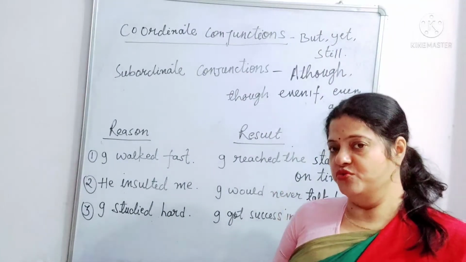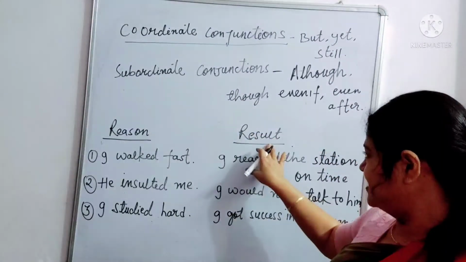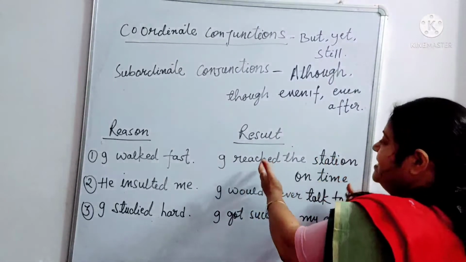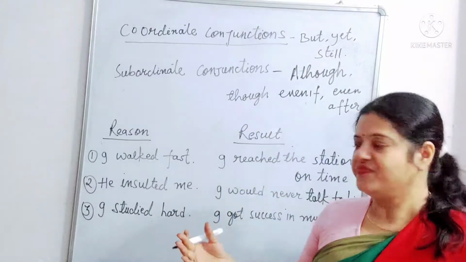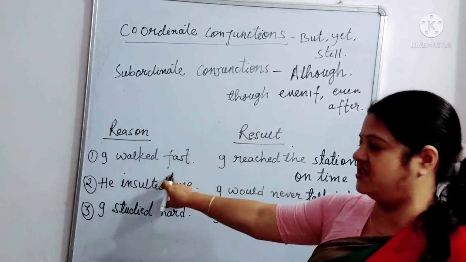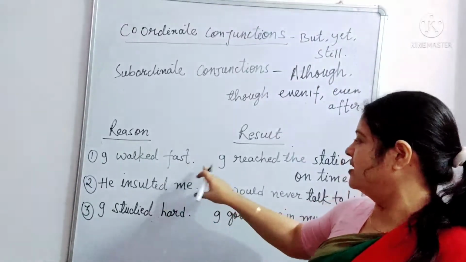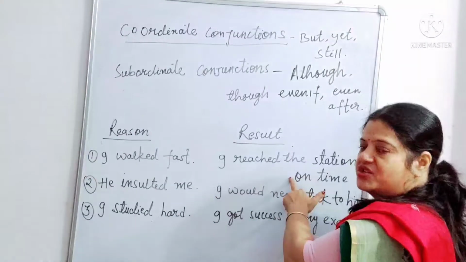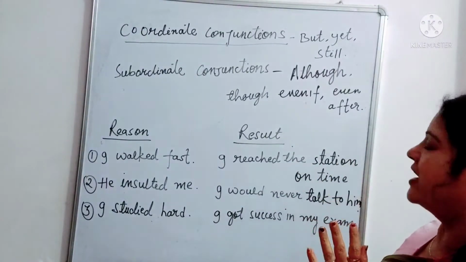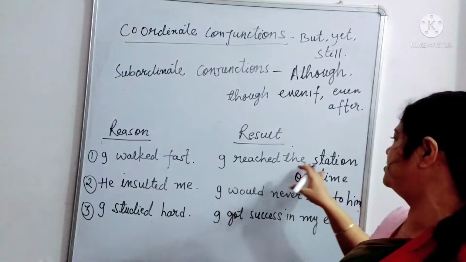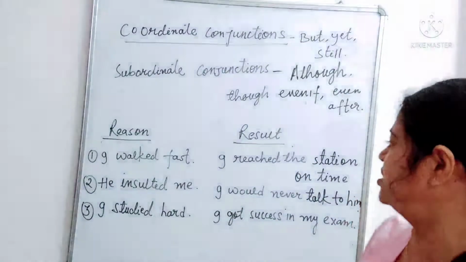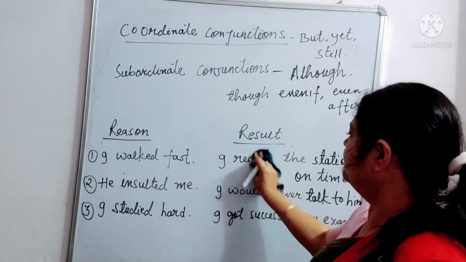Now what I'm going to do first, the sentences which are showing result, we will make these sentences contrast. It means we will make these sentences opposite. I walked fast, and we need to make it contrast, so instead of writing I reached the station on time, I will write I did not reach the station on time.